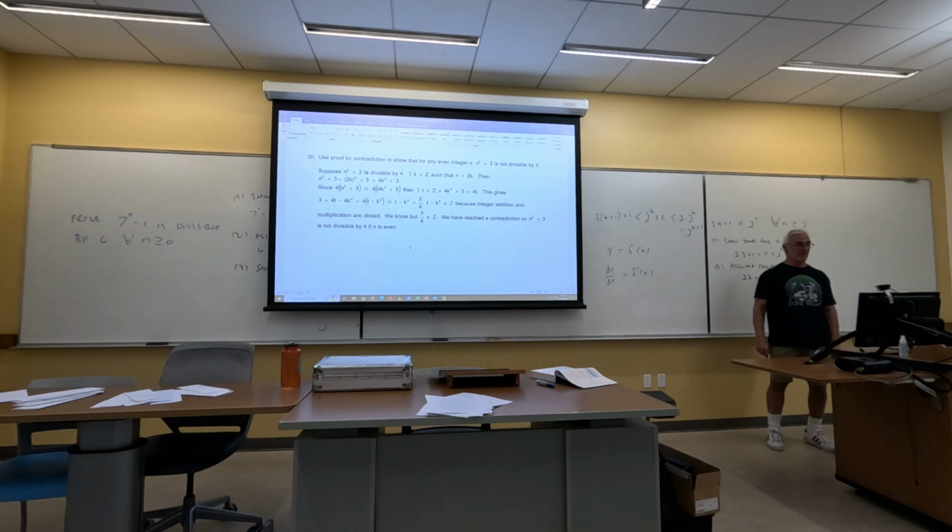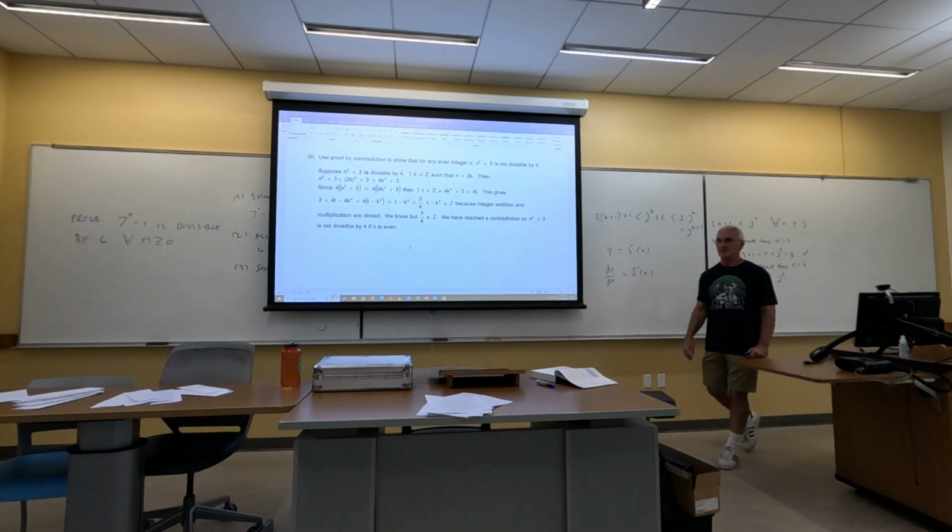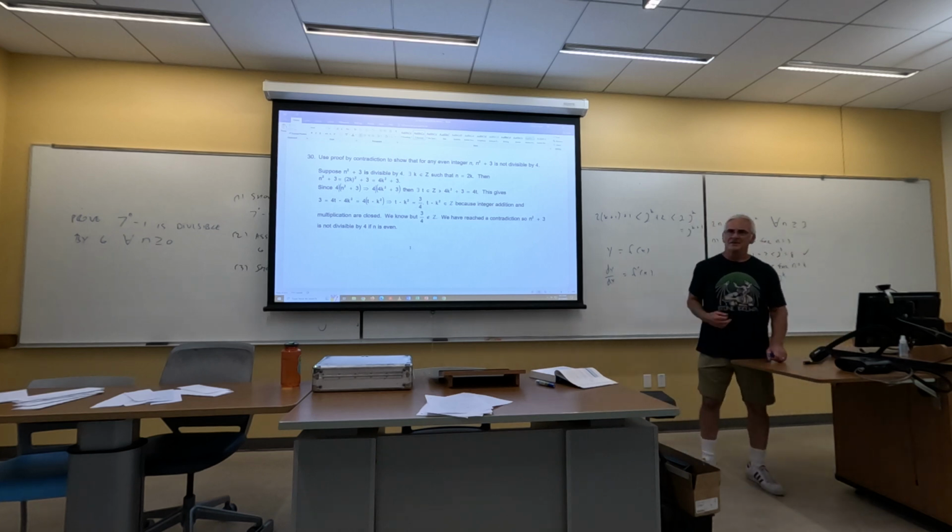Now, contradiction. I want to show that for any even number, which is equivalent to saying every even number, this is not divisible by 4. Do we agree with that statement? Because n squared, if n is even, n squared is even, and I'm adding 3, clearly that's going to be odd. I believe it's true. You've got to start there. Do you believe the statement's true? Yeah, I believe it's true.